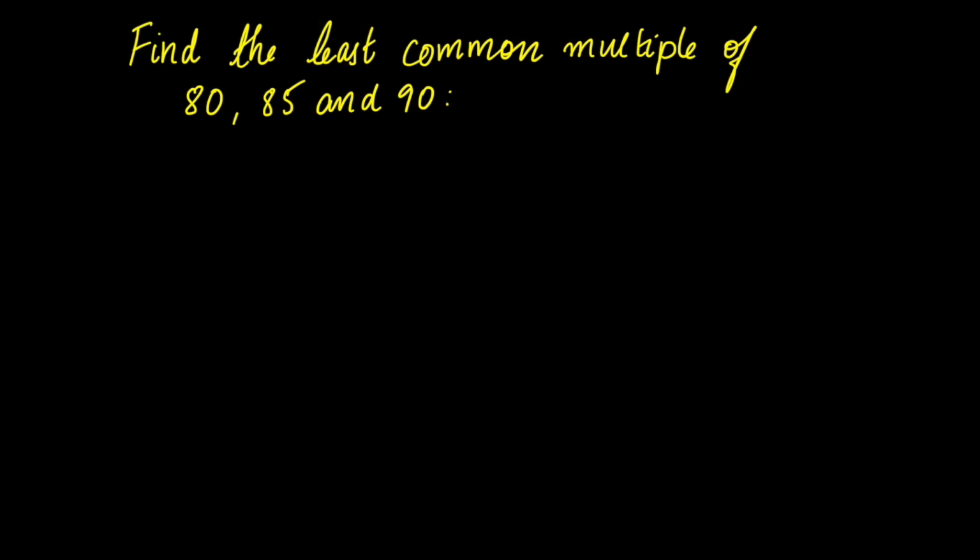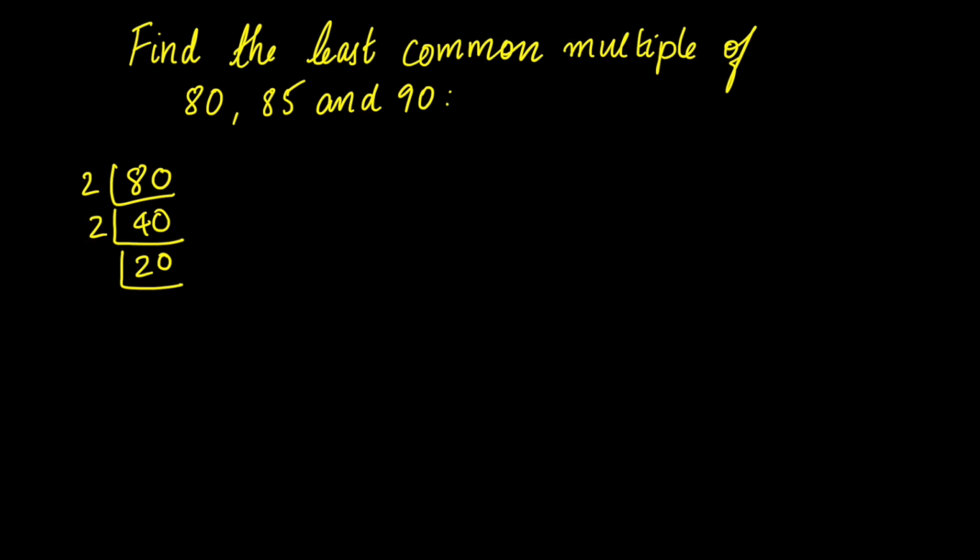Find the least common multiple of 80, 85, and 90. So let's start with the prime factorization of these three numbers. In the case of 80, 80 is divisible by 2 since it's even. 2 times 40 gives us 80. 40 is also divisible by 2 since it's even. 2 times 20 gives us 40.